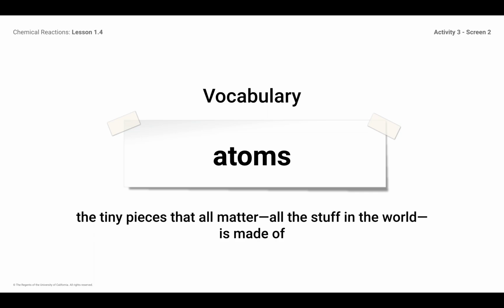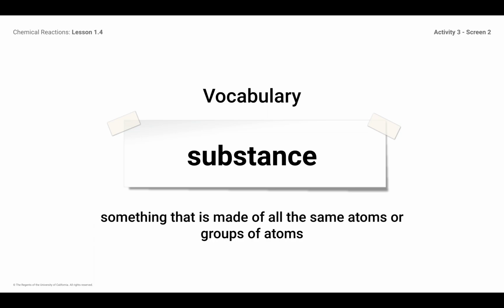Okay? Atoms, this is a new vocabulary word. Atoms are the tiny pieces that all matter, in other words, all the stuff in the world is made of. We also talked yesterday about what substance is. Substance is something that's made up of all the same atoms or groups of atoms.